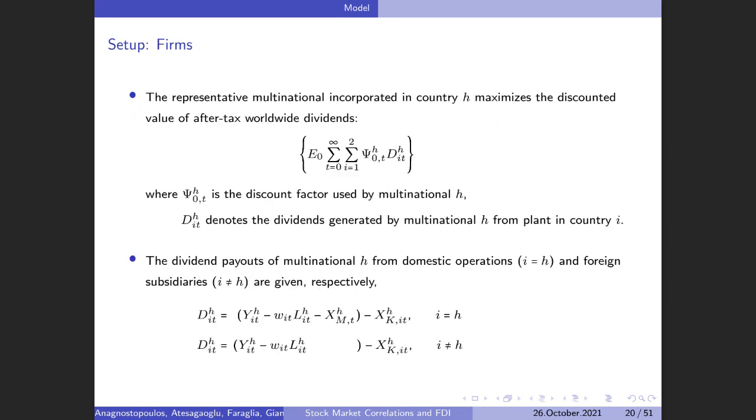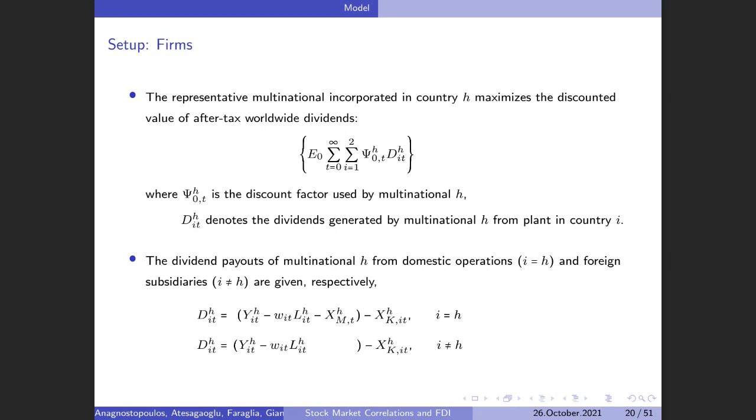And then this is the firm side. So these are the functional forms that we're going to use on the firm side. So what do firms do? As I told you, each country has a multinational, and each multinational operates 2 plants, one at home, one abroad. So each multinational is going to maximize the discounted value of the dividends that come from the home plant and the foreign plant, so, for example, i equals 1 to 2. So for the multinational H, there will be 2 dividends, one from home production, one from away production.